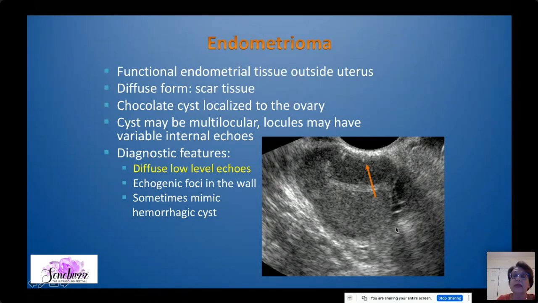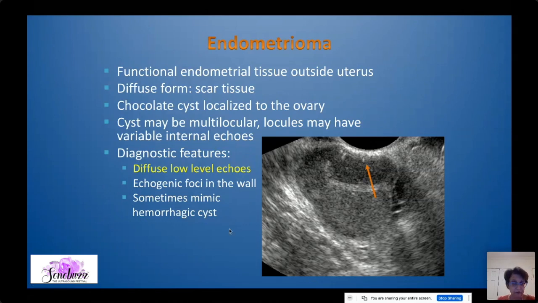And then the other thing to look for, besides the fact that they can have septations, is these echogenic foci in the wall. That's very characteristic of endometriomas. It's basically probably debris from hemosiderin from the hemorrhage. So look for that if you think something is an endometrioma.